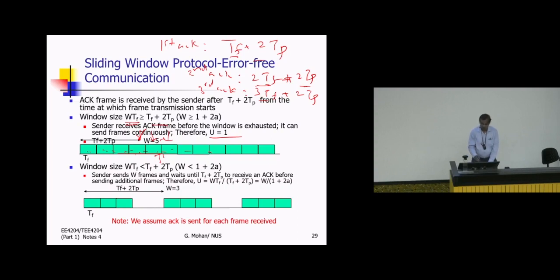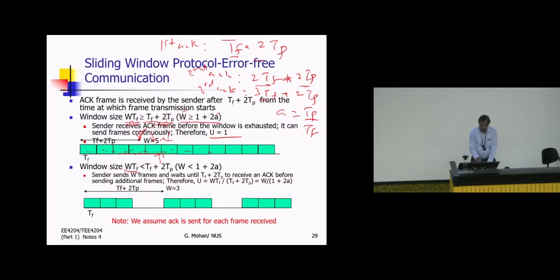Now look at the other case. When WTF is greater than or equal to TF plus 2TP, that's the same as W greater than or equal to 1 plus 2A. Agreed? Because you divide both sides by TF. That means W greater than or equal to 1 plus 2TP by TF. TP by TF is A. We know A is TP by TF. Is that okay? So what we need to do is, let's say W is given, TP and TF are given, so we need to check whether W is greater than or equal to 1 plus 2A. Yes, means utilization is 100%, 1.